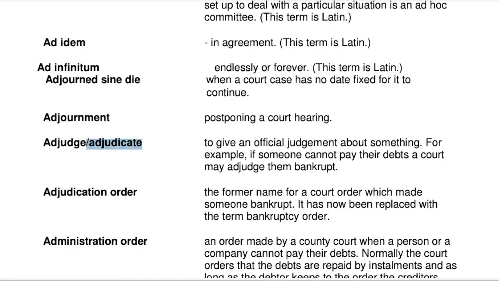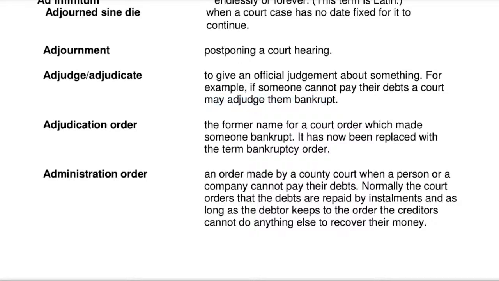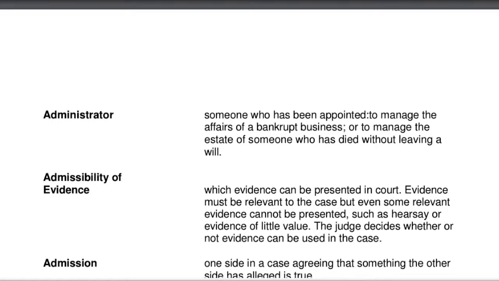Adjudge, or adjudicate, to give official judgment about something. For example, if someone cannot pay their debts, a court may adjudge them bankrupt. Adjudication order, the former name for a court order which made someone bankrupt. It has now been replaced with the term bankruptcy order. Now, this is in England, so I'm not sure this applies here in the United States of America. Administration order, an order made by a county court when a person or company cannot pay their debts. Normally, the court orders that the debts are repaid by installments as long as the debtor keeps up. So this is not American there.